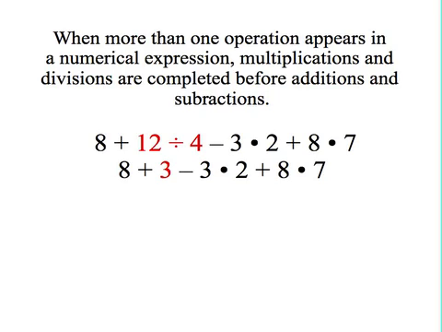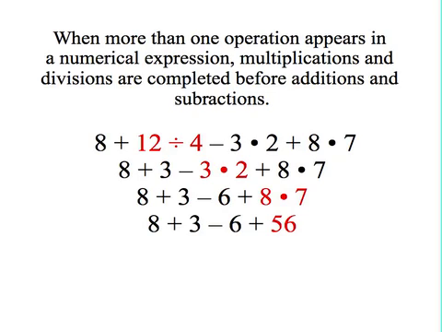And in this expression we have 2 additions, 2 multiplications, a division, and a subtraction. So we look at the divisions and the multiplications and we do them from left to right. So the 12 divided by 4 goes first, the 3 times 2 goes second, and the 8 times 7 goes third to get 56. And now we do the additions and subtractions from left to right, and our final answer, when fully simplified, is 61.